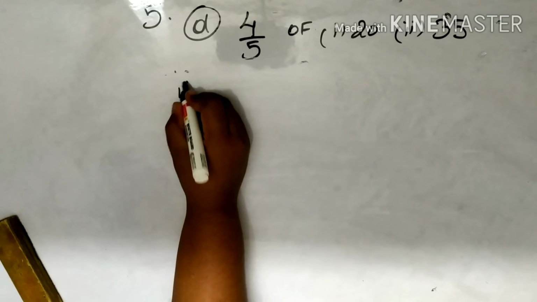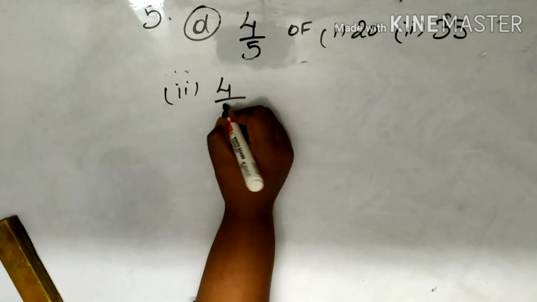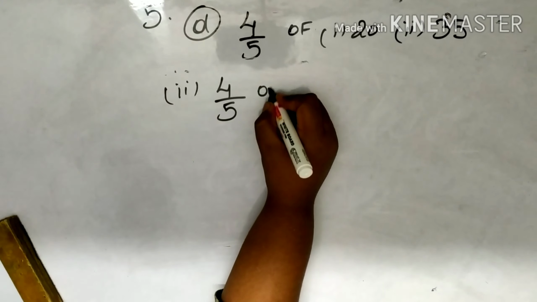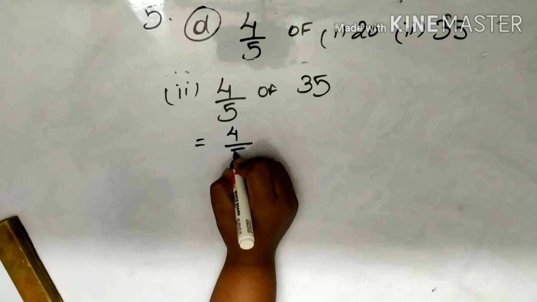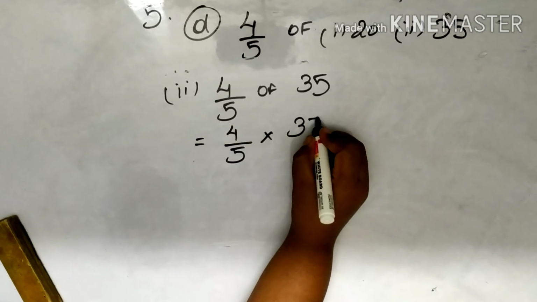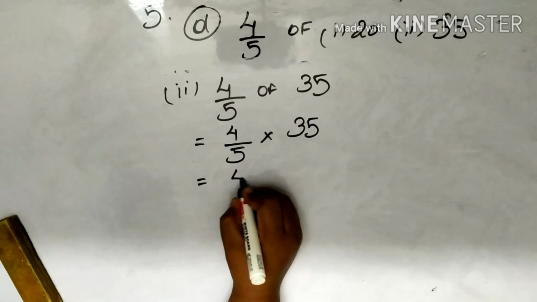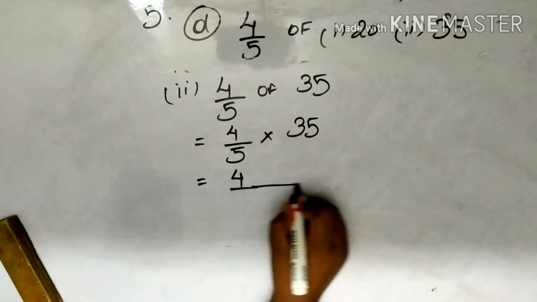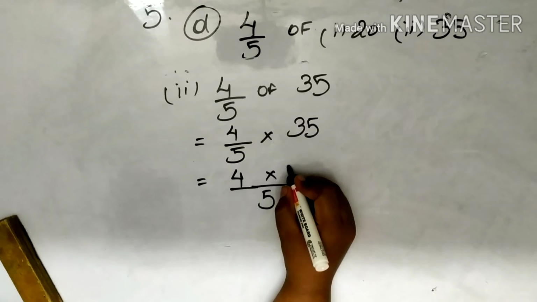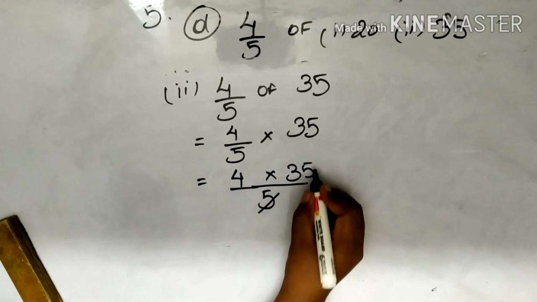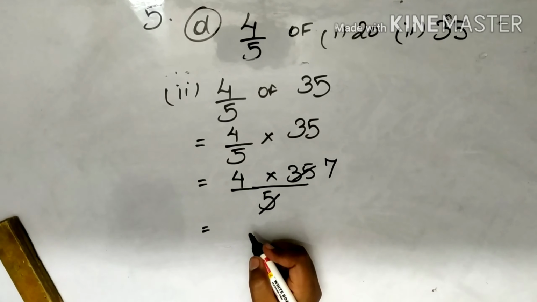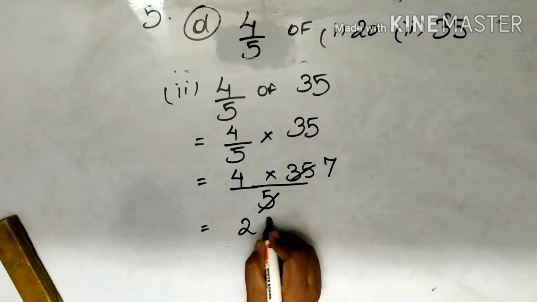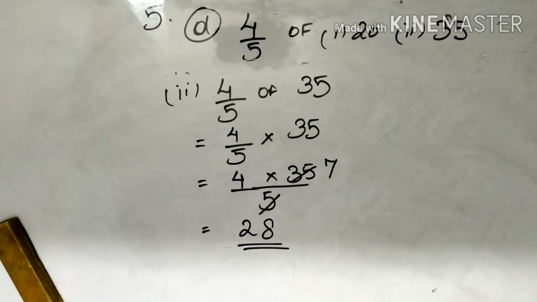Similarly, the second part, 4 by 5 of 35, which means 4 by 5 into 35. Now let's simplify it. That will be equal to 28.